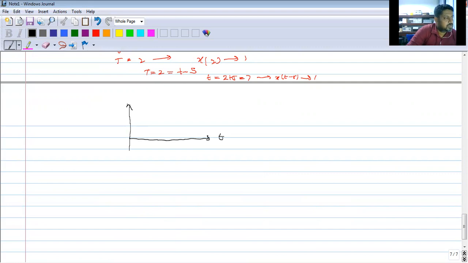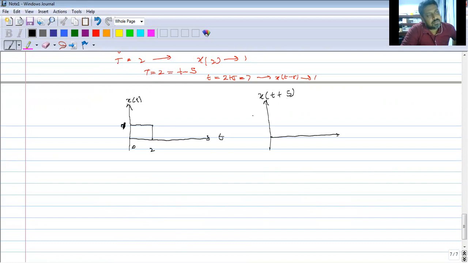So now again I draw my signal. It is 0 to 1, it is 1. 0 to 2, it is x(t). Now we want to draw x(t+5).